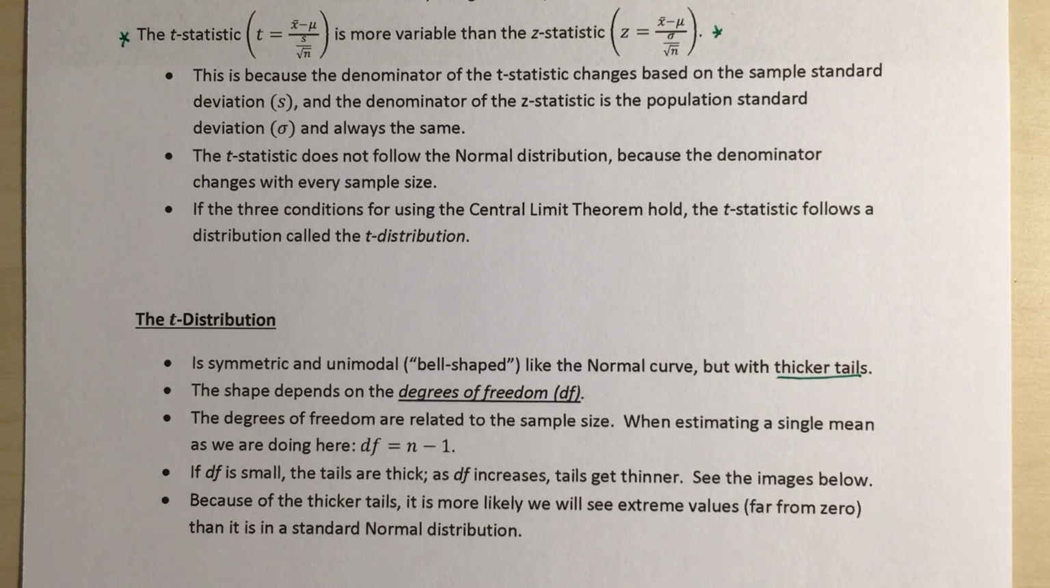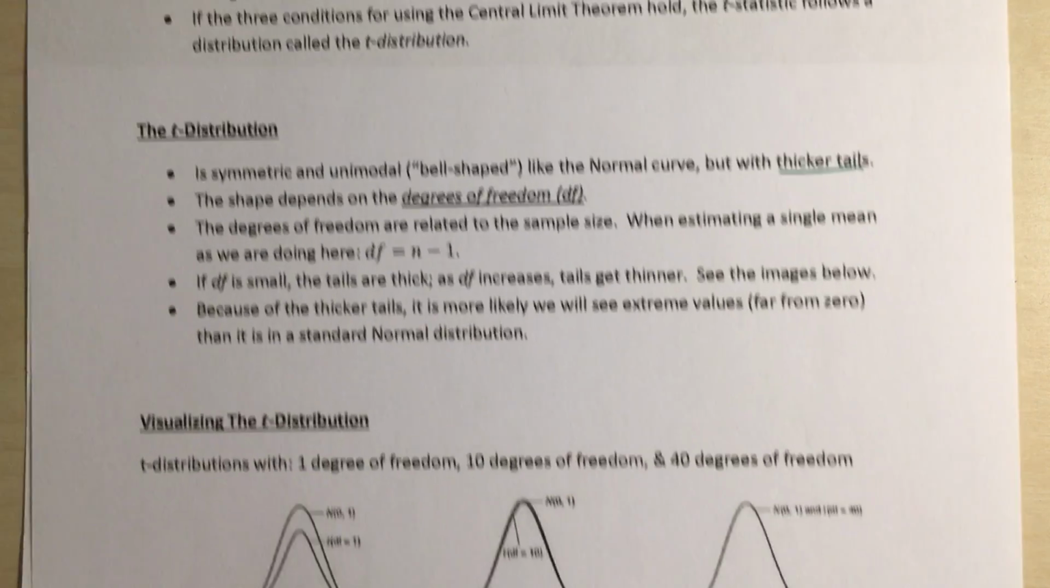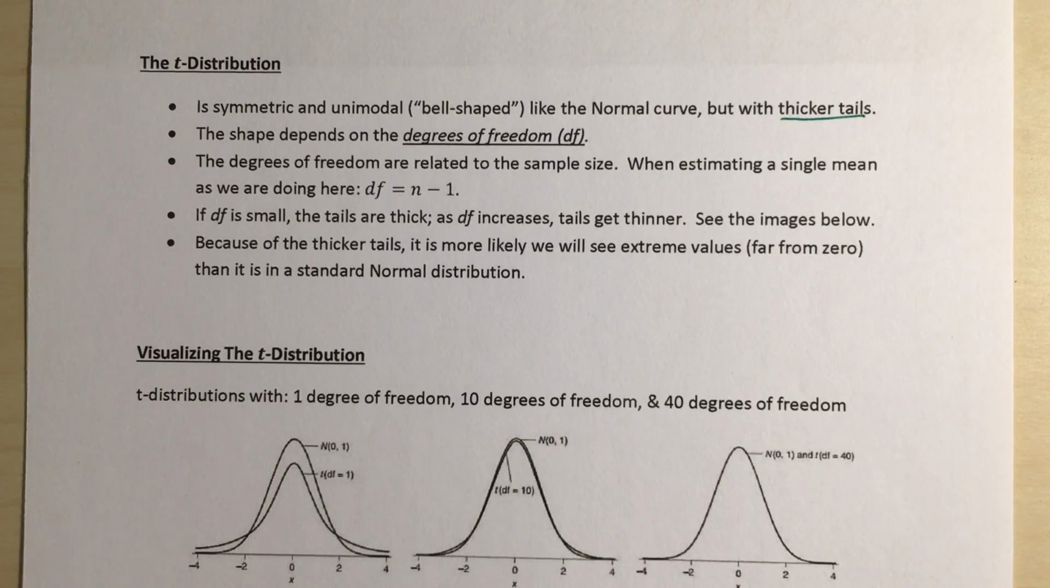If our degrees of freedom is small, the tails are thick. As our degrees of freedom increases, tails get thinner. So if we look at what we have here, we see that based on our sample size, which impacts our degrees of freedom, we start with thicker tails, and then the larger our sample size gets, the closer and closer we get to a normal distribution.